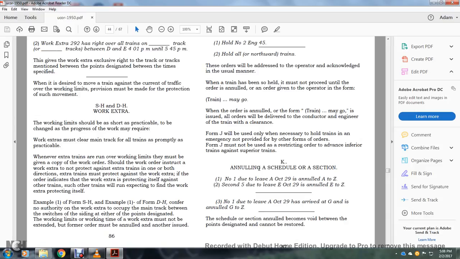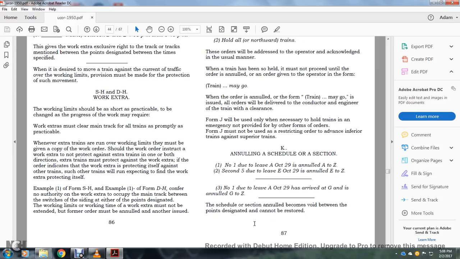K. Annulling schedule and section. Number 1, due to leave A October 29th, annulled A to Z. Section 5, due to leave E October 29th, annulled E to Z. Number 1, due to leave A October 29th, arrived at G and is annulled G to Z. The schedule or section annulled becomes void between the points designated and cannot be restored.